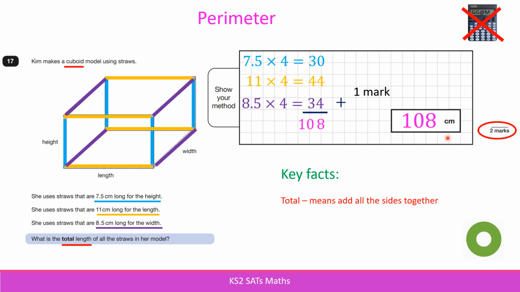Make sure you've written the answer in the box to get the full 2 marks for the question. Give yourself a big tick if you got that correct. As I said, this is a perimeter question. The question doesn't actually mention the word perimeter, but that is what you've done in order to work out the answer. So well done, guys.